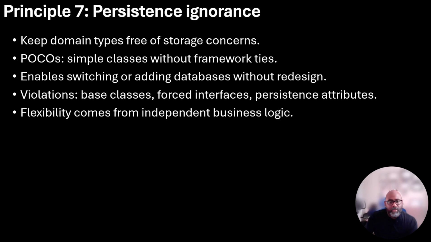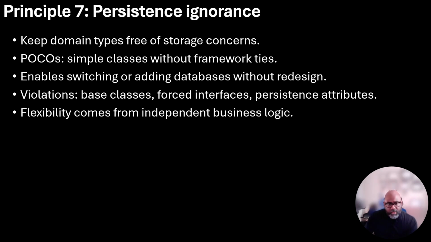If your business objects are persistence ignorant, you can change how they are stored without rewriting your entire application. For instance, you might start with a relational database, then later add a Redis cache or even switch to a cloud database like Azure Cosmos DB. If your business objects are free of persistence concerns, you can make these changes with much less risk and effort.